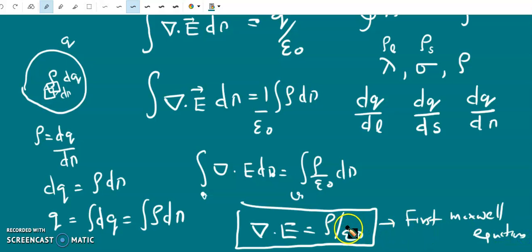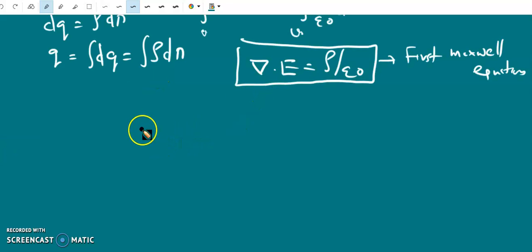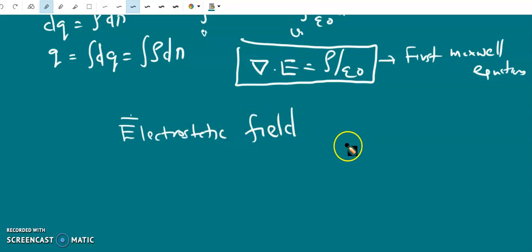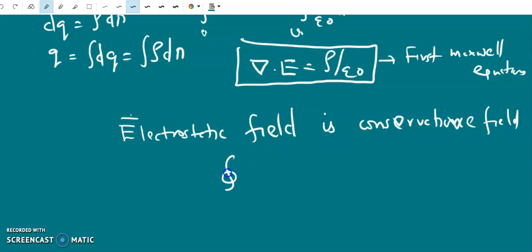So this is true for both static and dynamic case. So now we can discuss the second Maxwell equation in the case of electrostatic alone. And you have already studied that electrostatic field is a conservative field. That means the work done by the electrostatic field along a closed path is 0. So we can write closed integral E dot dl is equal to 0.